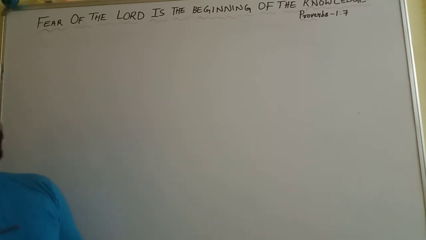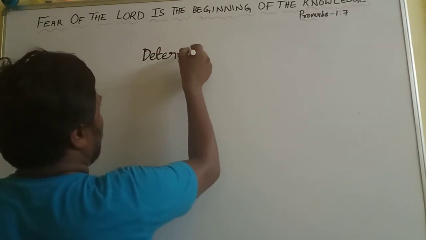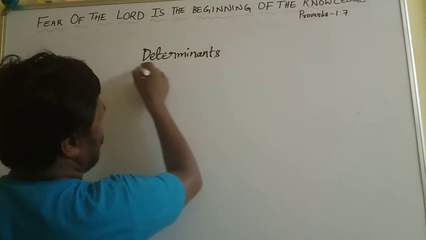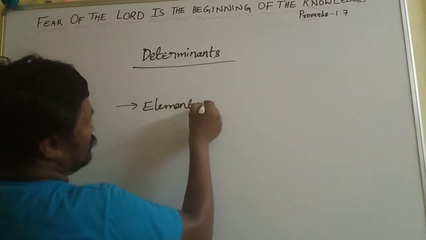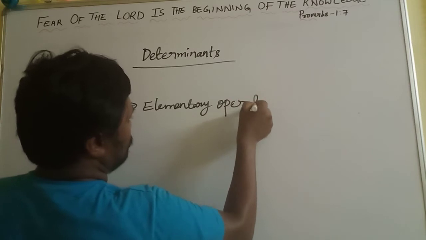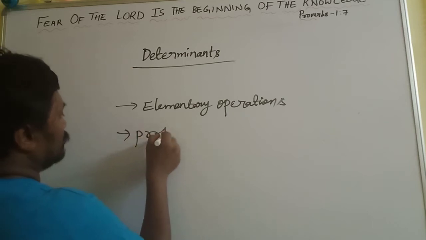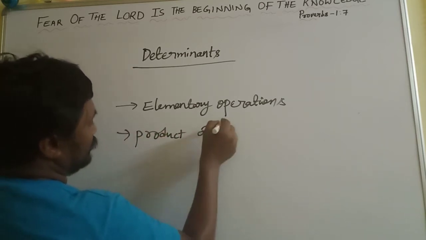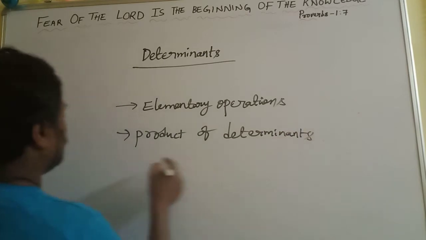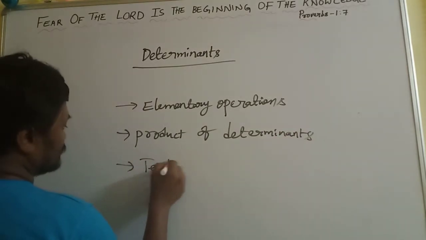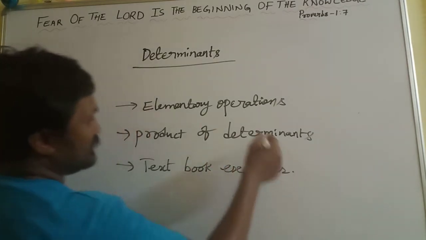And today again we are going to discuss determinants, what are in this elementary operations, product of determinants, and textbook examples. These we are going to discuss.